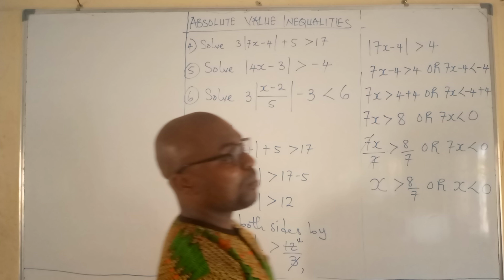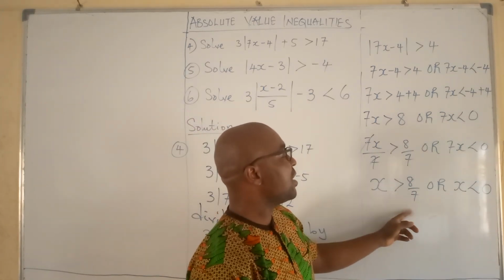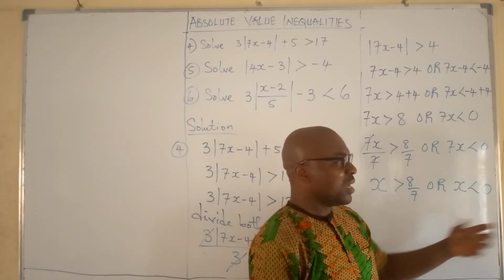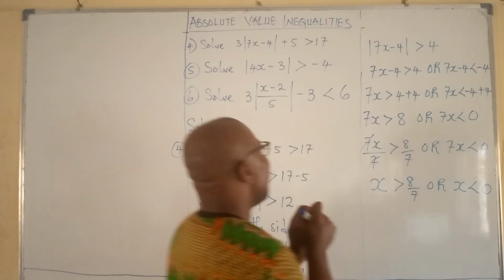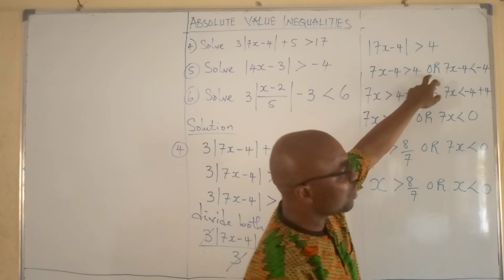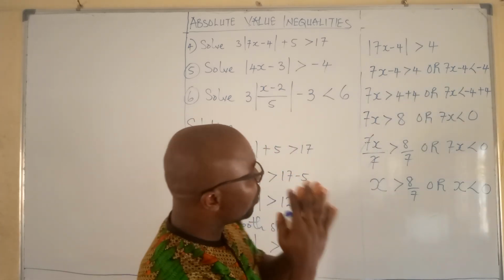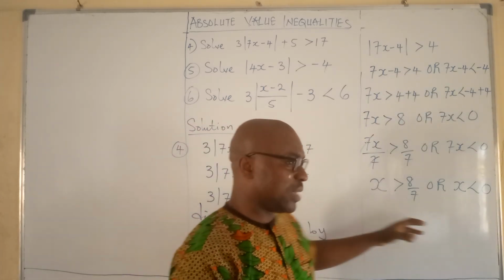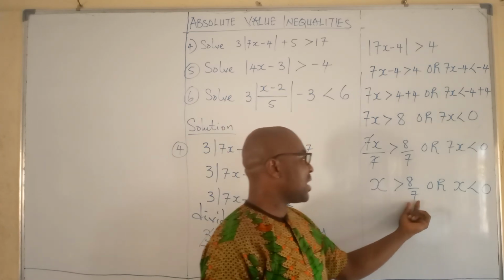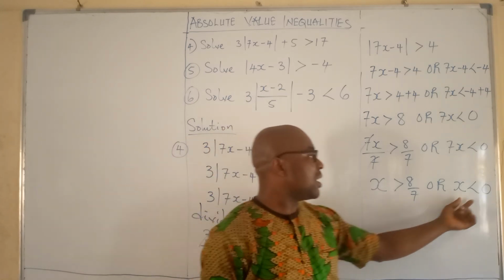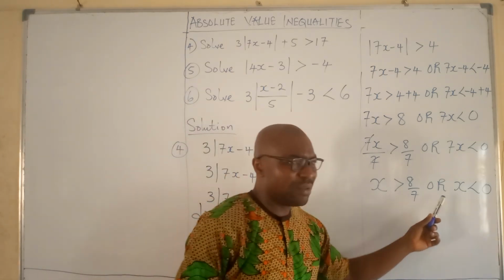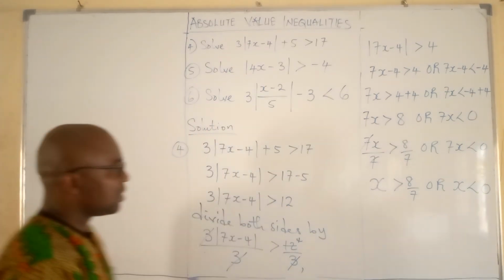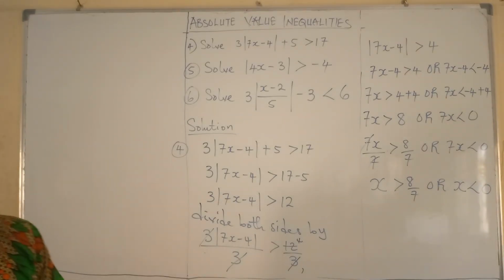As you can see, it is not possible for a number to be greater than 8 over 7 and at the same time less than 0. If it were possible, the word and would be used. So if you don't know whether to use the word or or the word and, solve it. When you arrive at the final answer, compare the two answers. Is it possible for a number to be greater than 8 over 7 and at the same time less than 0? It is not possible. So when it is not possible, you use the word or. If it is possible, you use the word and. So that is the answer to that particular question.